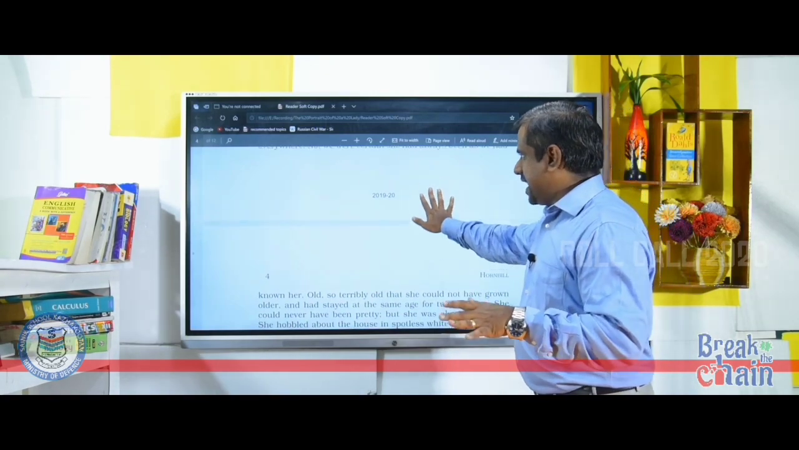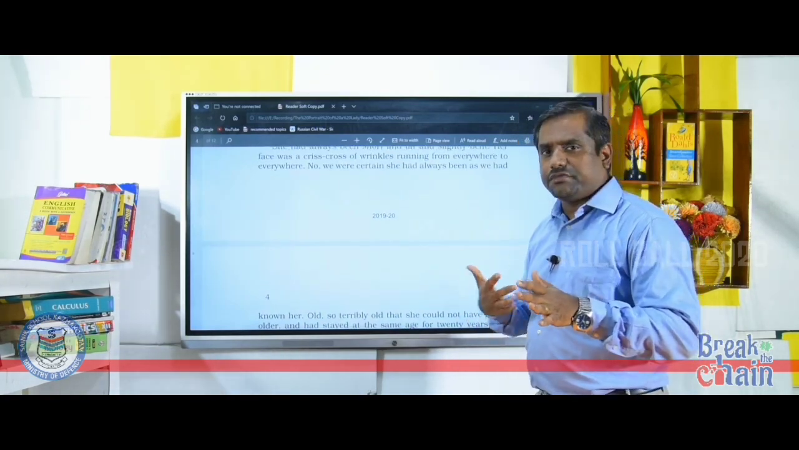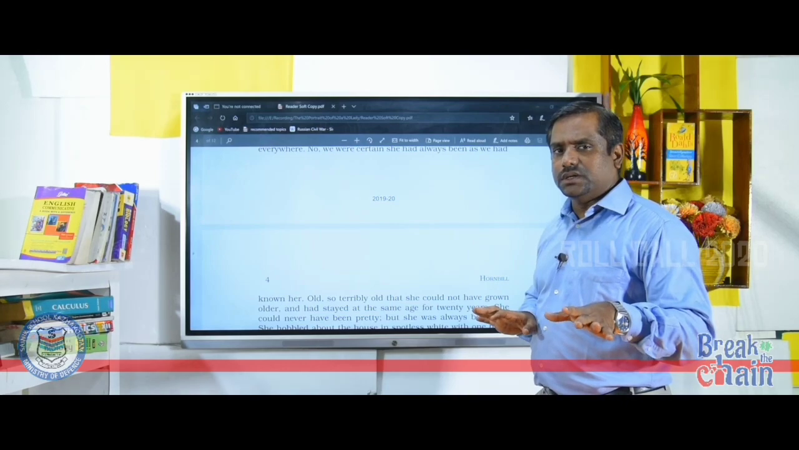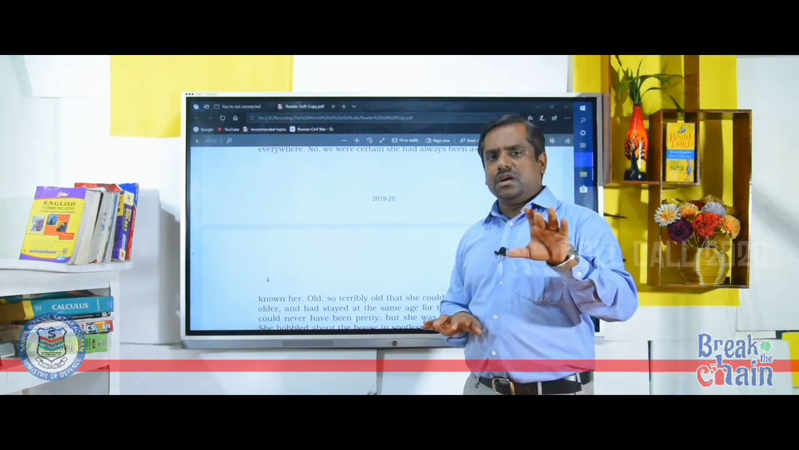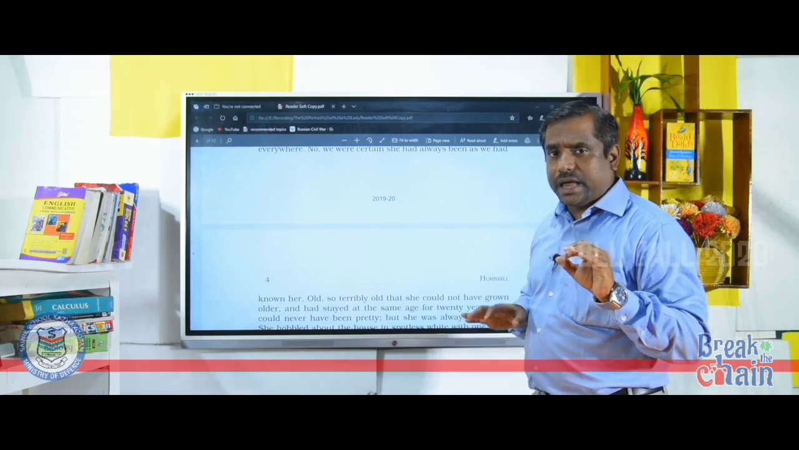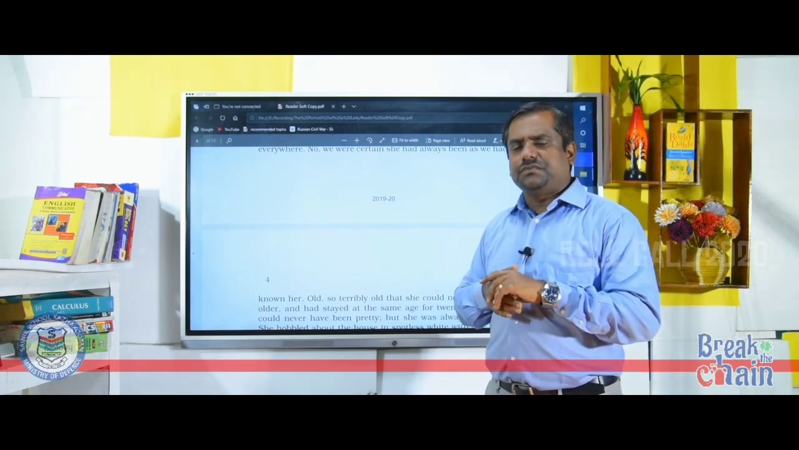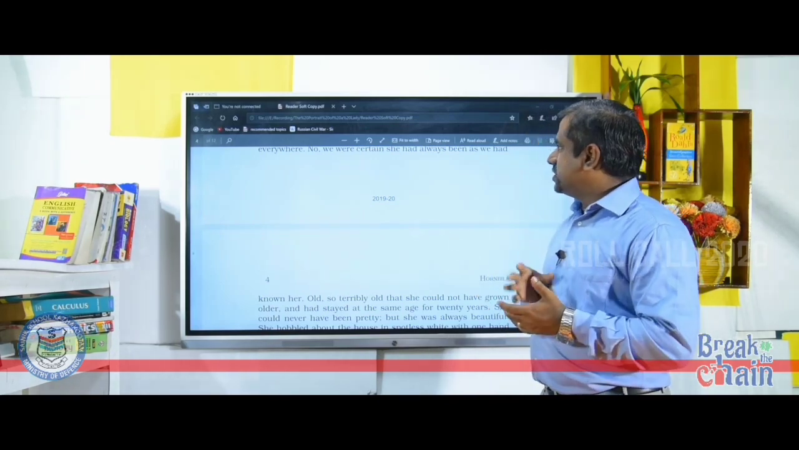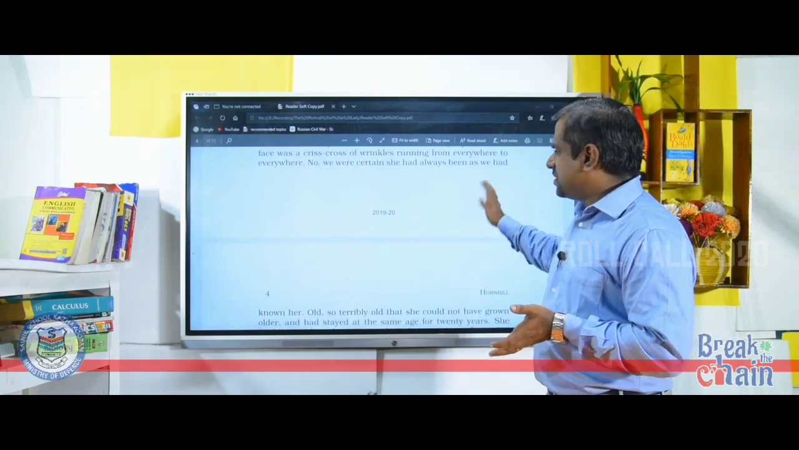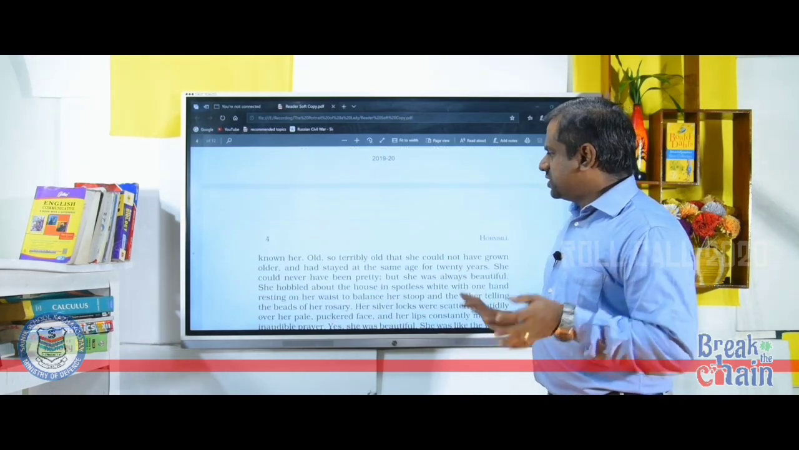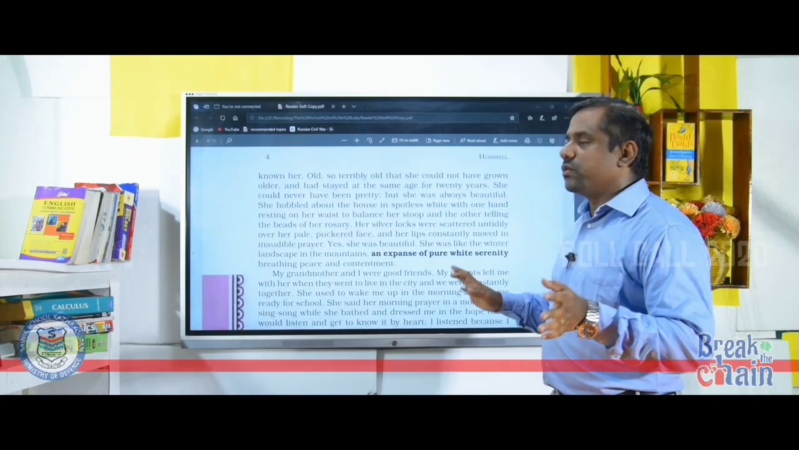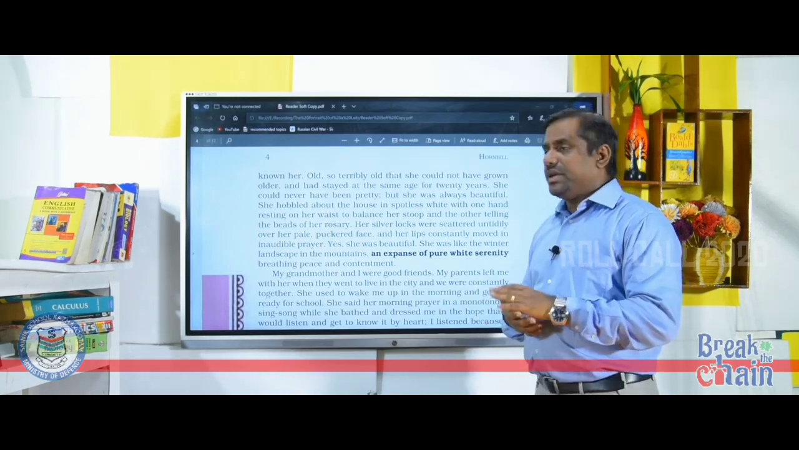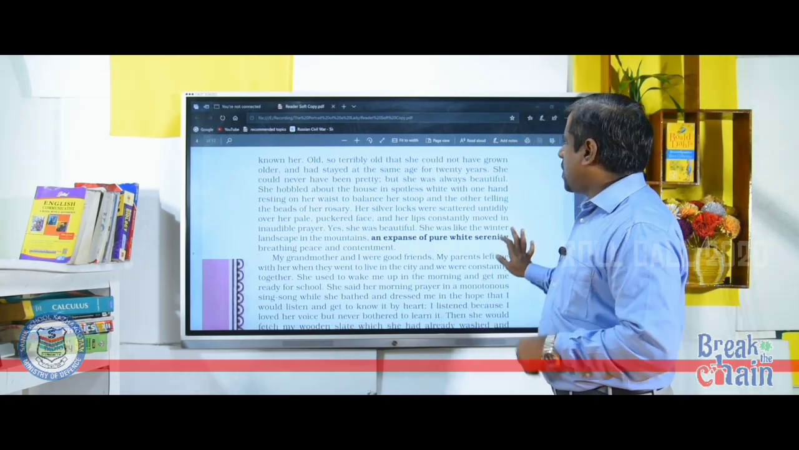So that is again Khushwant Singh reiterating a kind of thought that he used to have then. We were certain she had always been as we had known her. So to him she could never be young and pretty, something that we have already seen in the first paragraph. So that thought he finds very difficult to accept. We were certain she had always been as we had known her, that is old. Old, so terribly old that she could not have grown older and had stayed at the same age for twenty years. She could never have been pretty, but she was always beautiful.